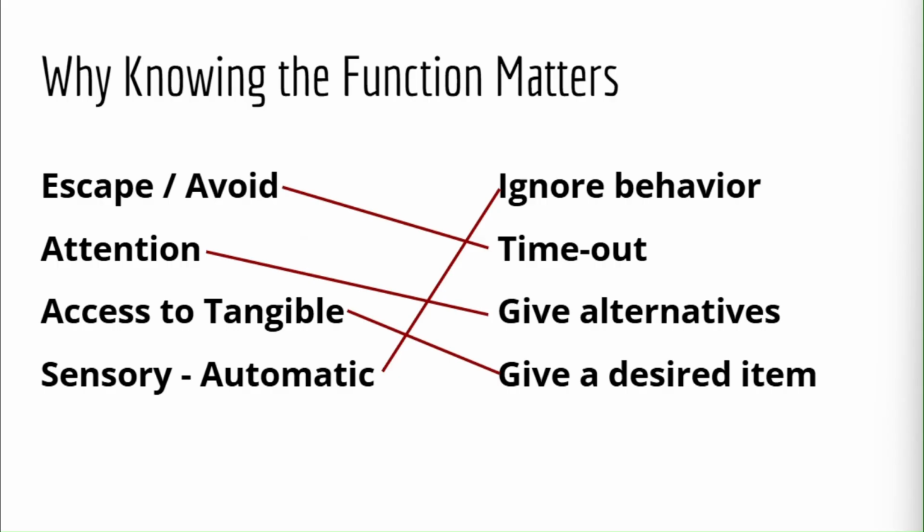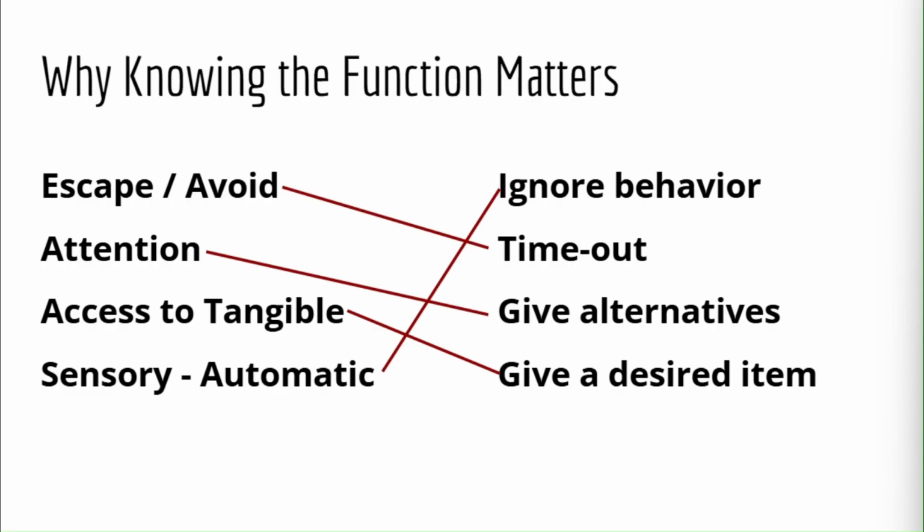Why knowing the function matters. Let's pause for a moment. You can't change behavior effectively if you don't know why it's happening. Many strategies fail because they don't match the function of the behavior. For example, giving a timeout for a child trying to escape only reinforces their goal.